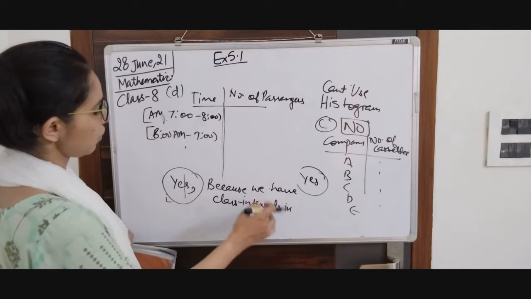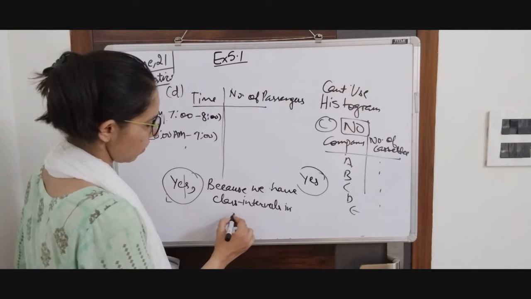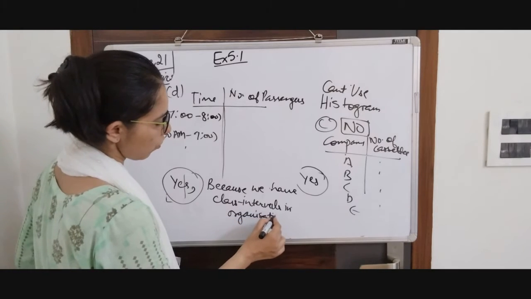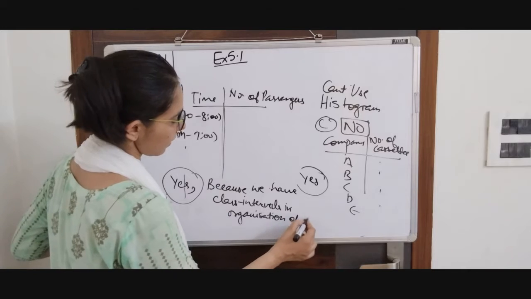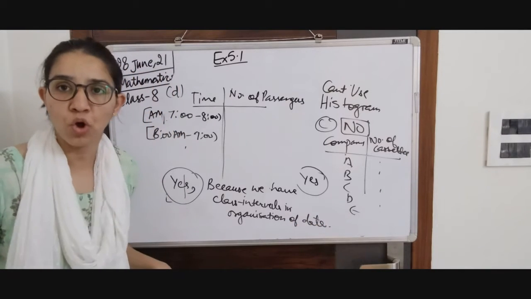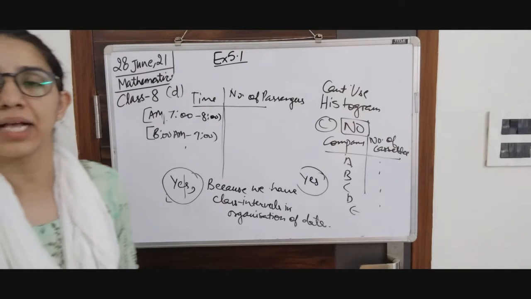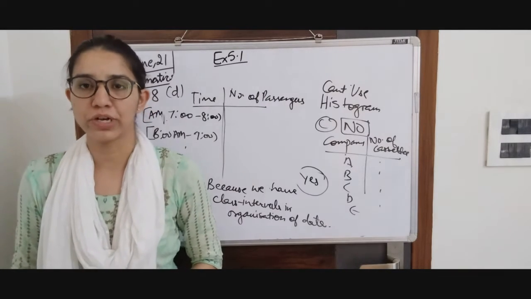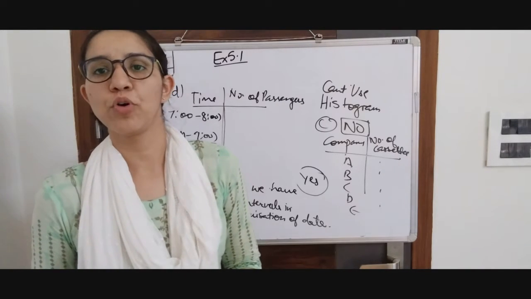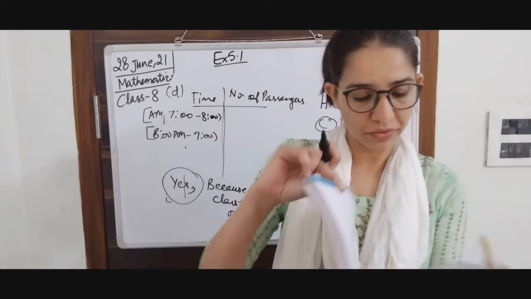Because we have class intervals in organization of data. When we are organizing our data, there are class intervals, and if we are writing the answer as no, then we will write that no, we can't, because we are not using class intervals in organization of our data. Which kind of representation we are using depends upon which kind of organization we used. So question number 1 is done.